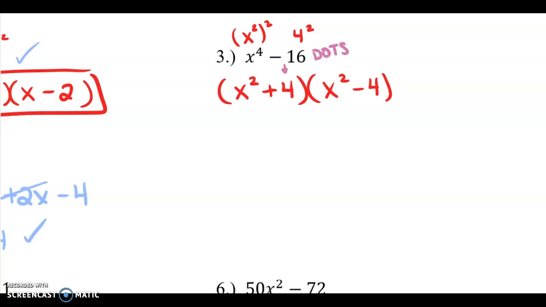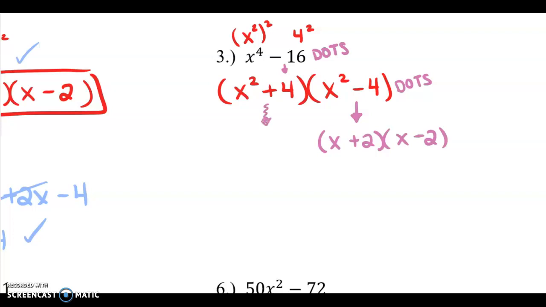Some of you might notice right away I have another difference of two squares here. This is another difference of two squares, and difference means subtraction. Not this one. This one's addition. I can't do difference of two squares with addition, just subtraction. So this can be factored into x and positive 2, x and negative 2, because 2 times 2 is 4. And then what you do is you just bring this other one down.